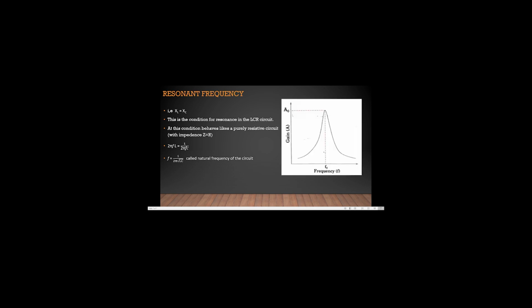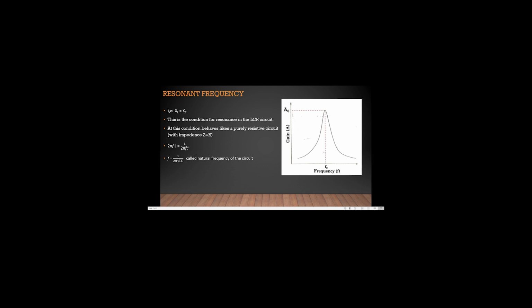As you can see in the diagram, the maximum peak voltage can be calculated using the formula F equal to 1 by 2 pi root LC, where L is the inductor and C is the capacitor of the LCR circuit, and F naught is the natural frequency and A naught is the maximum voltage gain occurring in this LCR circuit. Further, we can calculate the bandwidth and the quality factor of the circuit.